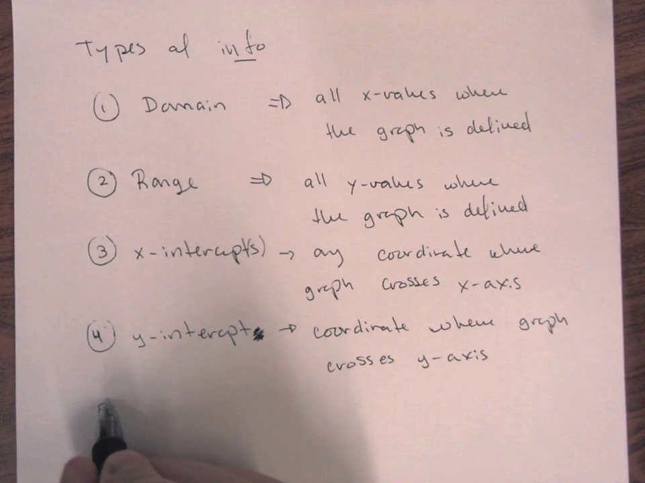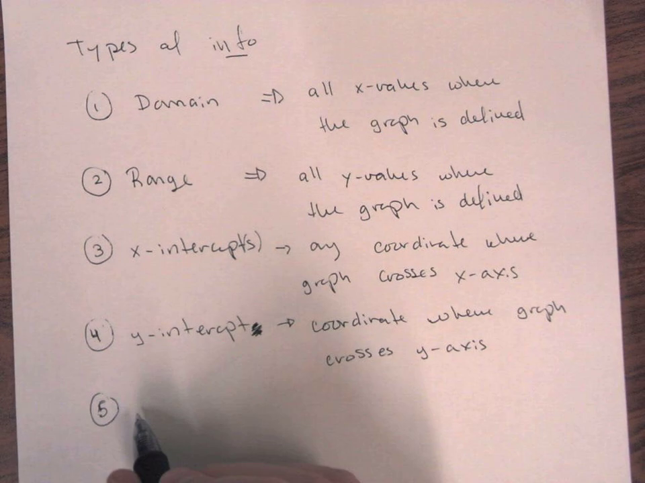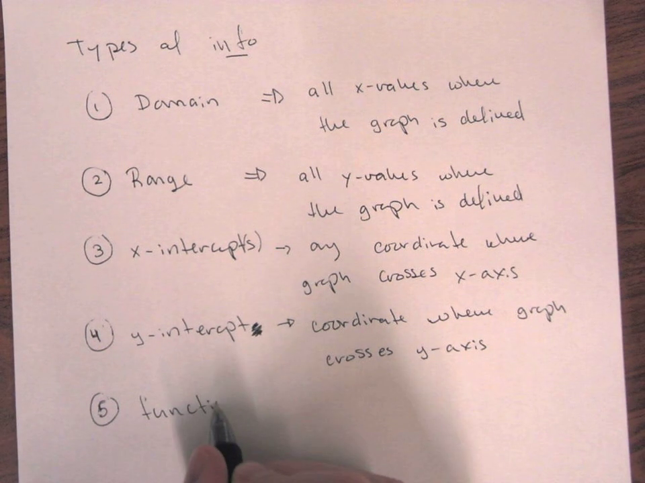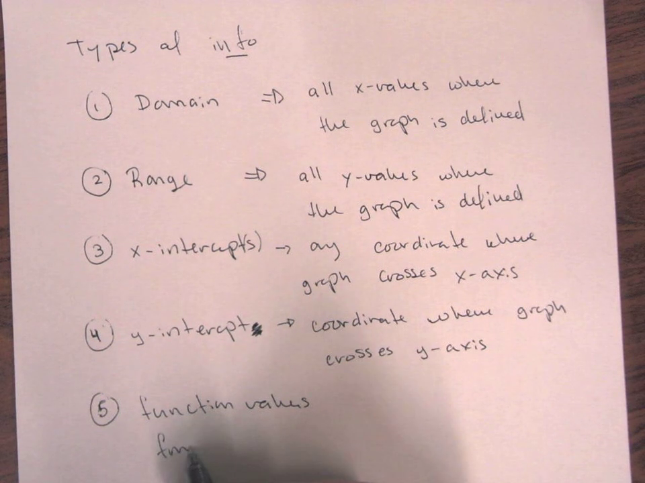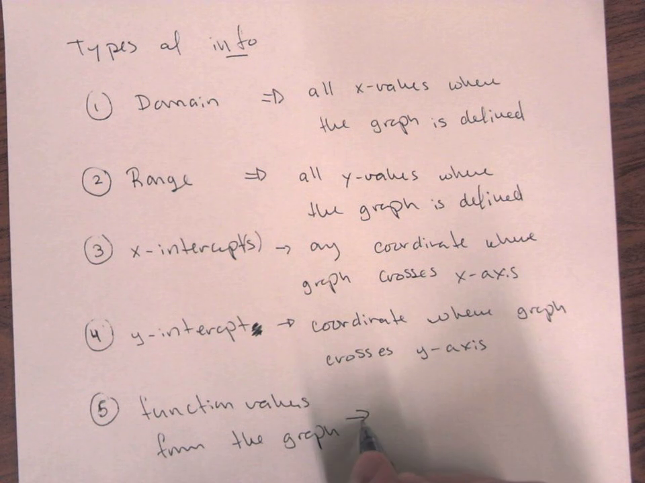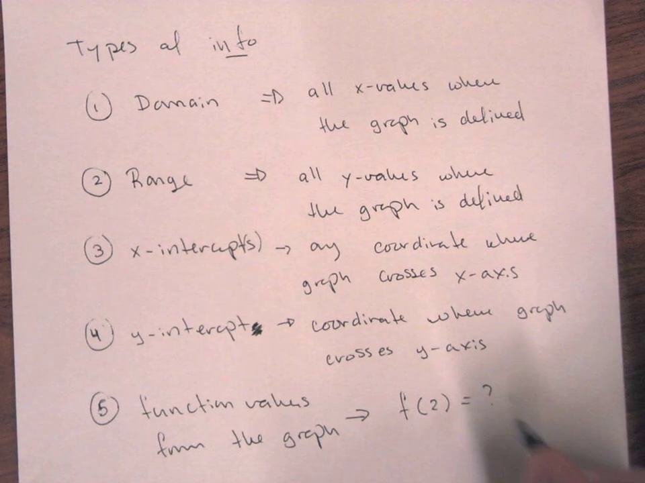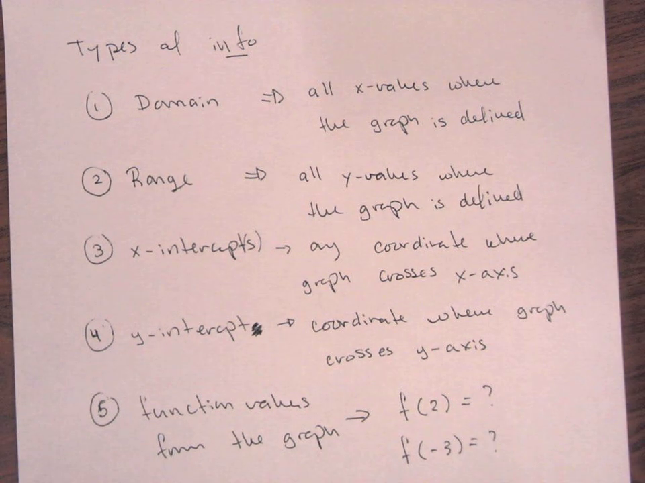In 2.1, the last piece of information we're going to find, information number 5, is we're going to find function values from the graph. And so what this means is things like f of 2 equals what, right? F of negative 3 equals some number.